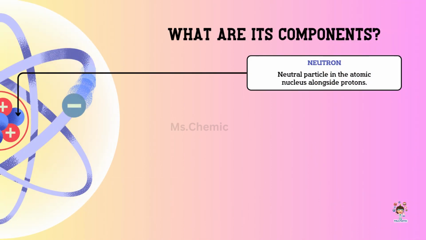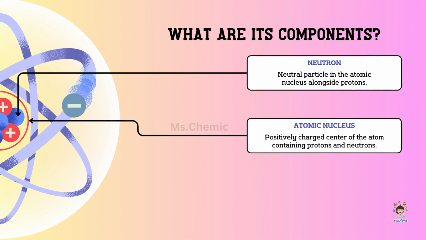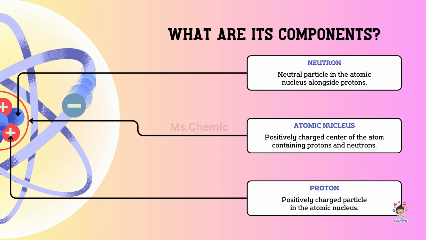Neutron. Neutral particle in the atomic nucleus alongside protons. Atomic nucleus. Positively charged center of the atom containing protons and neutrons. Proton. Positively charged particle in the atomic nucleus.